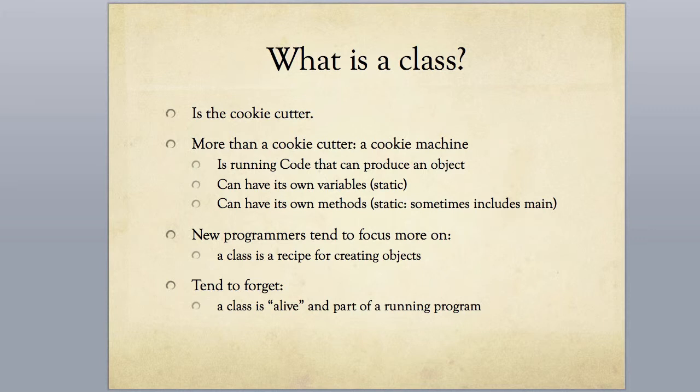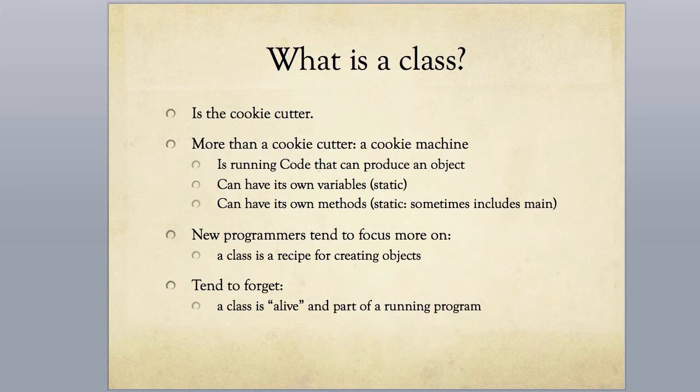An object is a thing. It is a model of a thing inside of our program, which we'll talk about in a little more detail later on. In truth, a class is a lot more than a cookie cutter. A class is a cookie machine. It is code that is running. It is code that is doing work for you.